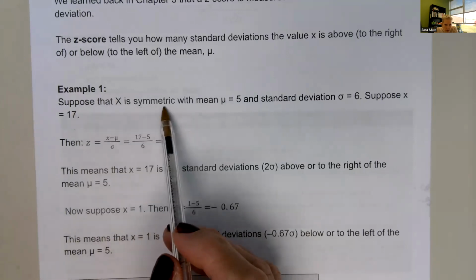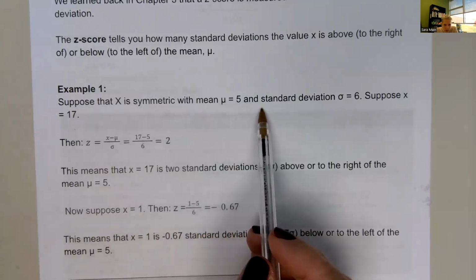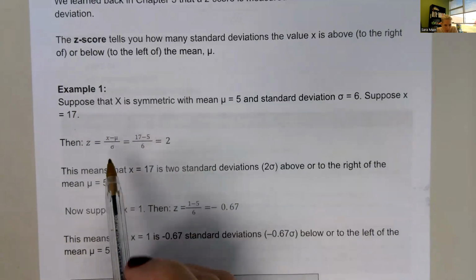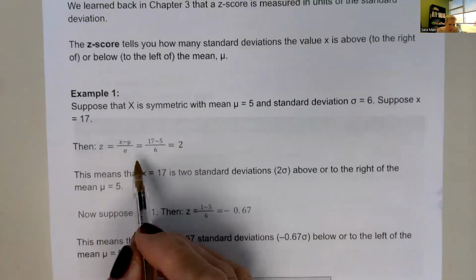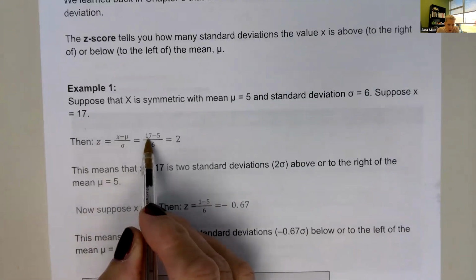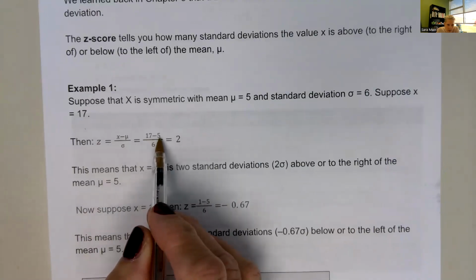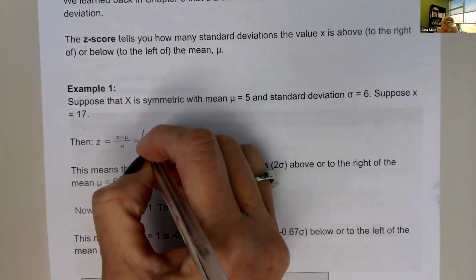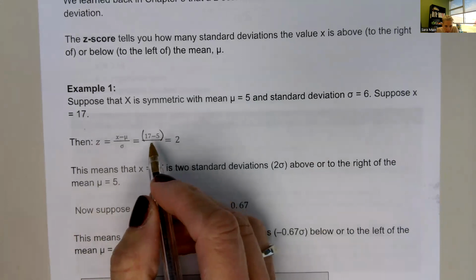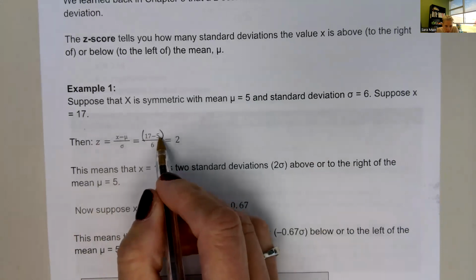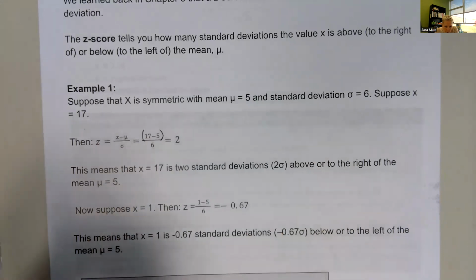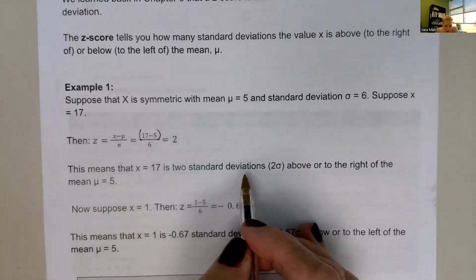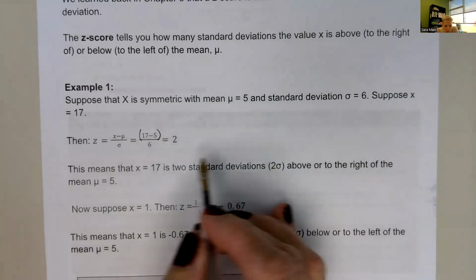Suppose that x is symmetric with mean mu equals 5 and standard deviation sigma equals 6. Suppose x is equal to 17. To find the z-score, we're going to take 17 and subtract the mean and then divide by 6. When you type this into the calculator, make sure that you're putting those into parentheses. So this becomes 17 minus 5 is 12, divided by 6 is 2. So this means that x equal to 17 is 2 standard deviations above or to the right of the mean 5.